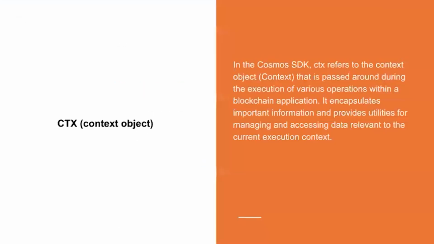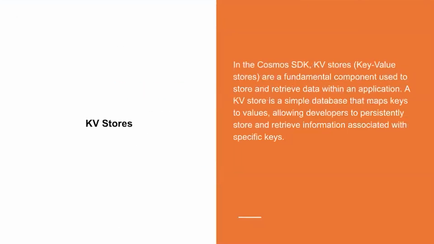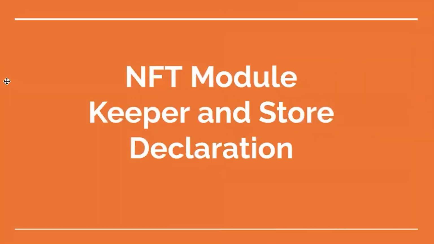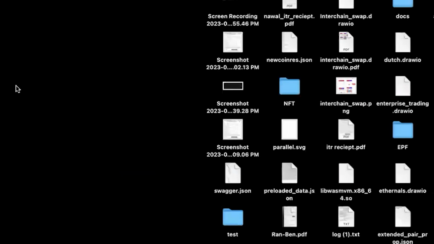So we went through the concepts of context and key value pairs, KV stores, that we'll be frequently using throughout our application. So now let's hop back to our code.